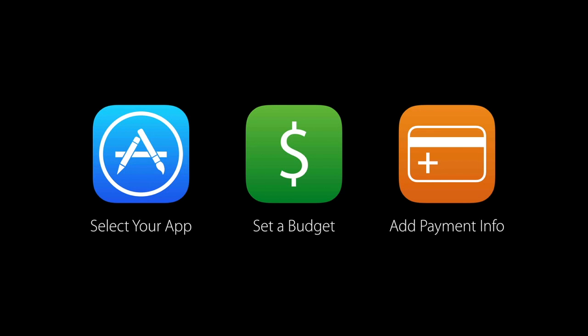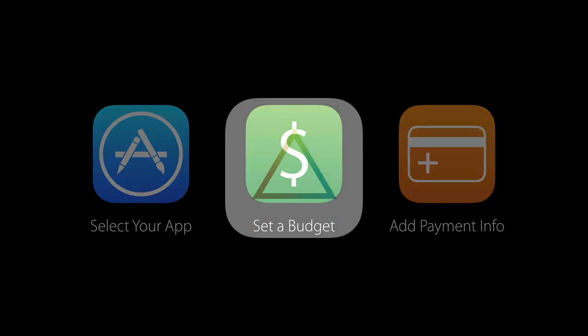And there are only a few things that you need to tell us before you can get a campaign to go live. And that is your app, your budget, and your payment information. And that's it. So let's talk about how this works.